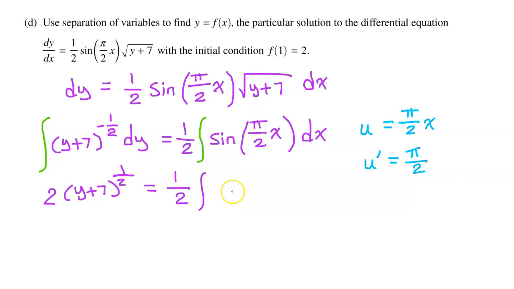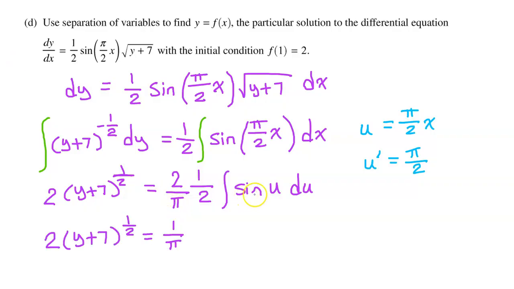Let's do a u substitution. Let u equal pi over 2 x. So that gives us sine of u. Instead of dx, we write du divided by u prime, so du over pi over 2. But dividing by pi over 2 is the same as multiplying by 2 over pi. So now we have this. On the next step, the 2's will cancel each other out, and we will have 1 over pi.